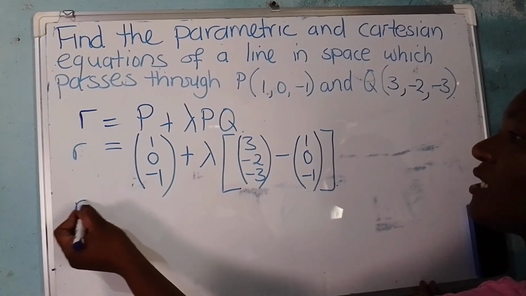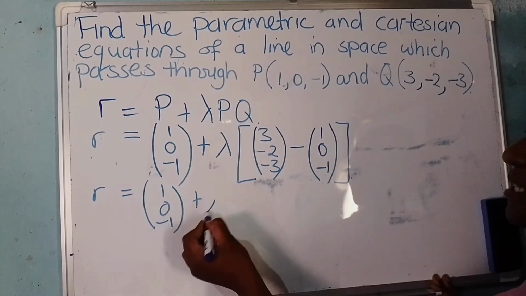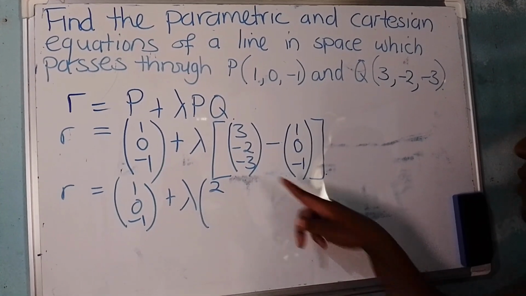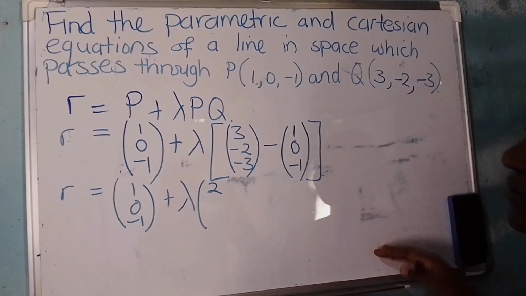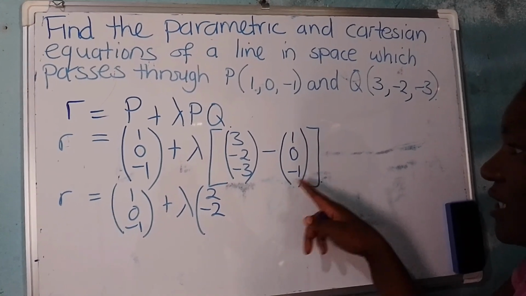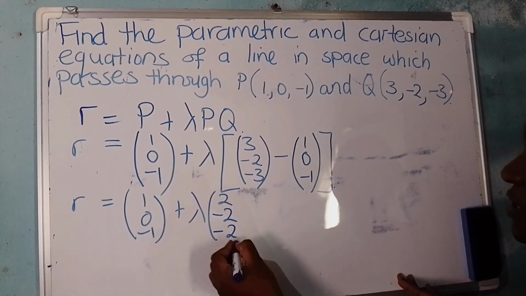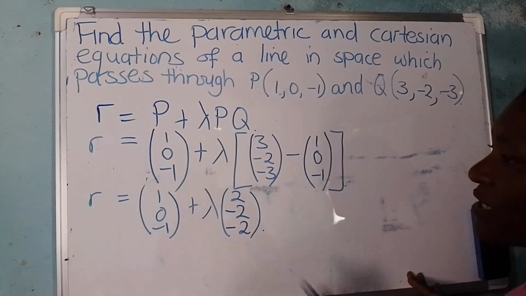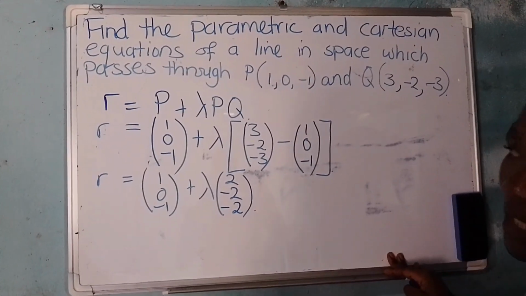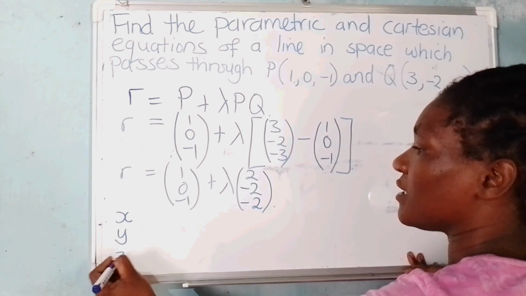So the equation there is equal to (1, 0, -1) plus λ multiplying (3 - 1 is 2, -2 - 0 is -2, -3 - (-1) is -3 + 1, which is -2). So our r is equal to (1, 0, -1) + λ(2, -2, -2). Our r there is (x, y, z).